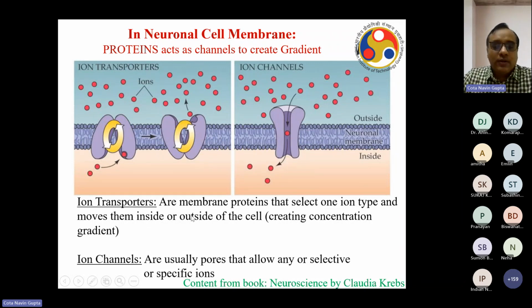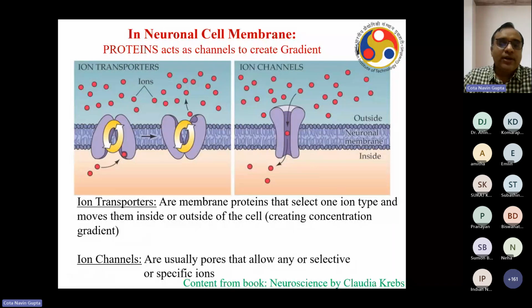There are two types of transporters. One is the ion transporters, shown over here. These are membrane proteins which select one type of ion. As all of you know, there are ions outside of your cell membrane and inside of your cell membrane, right? Ion transporters are membrane proteins that select one ion type and move them either from inside to outside or outside to inside. Whereas ion channels select specific types of ions, and they move the ions from the outside to the inside of your cell membrane.